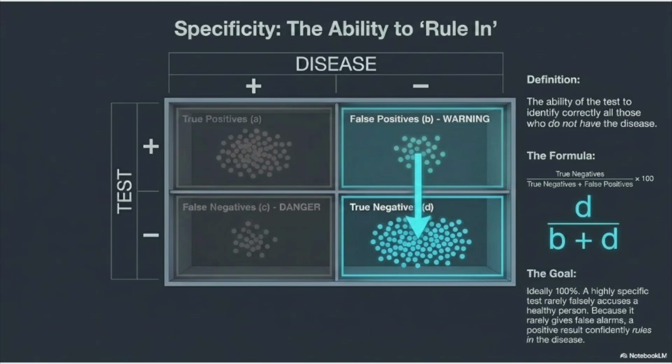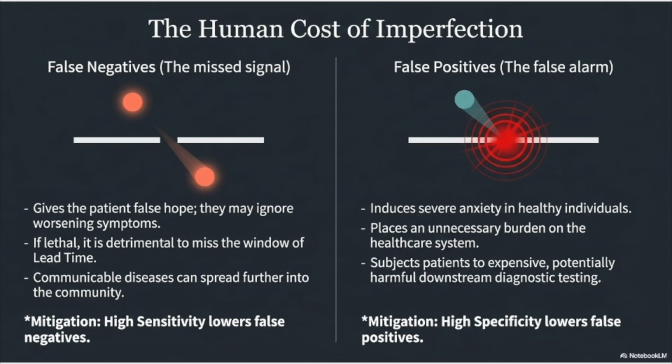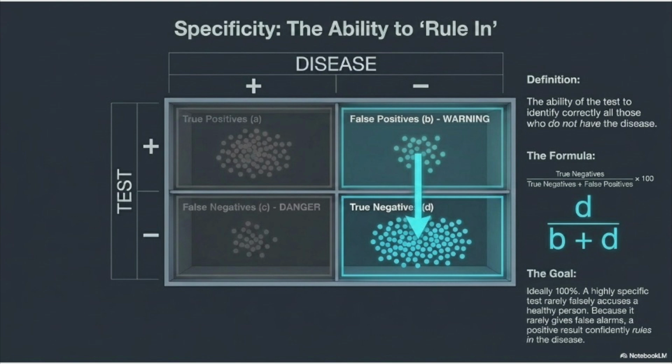Specificity measures the ability of a test to correctly exclude healthy individuals. A highly specific test produces very few false positive results. The memory trick here is: a specific test, when positive, rules in disease. For example, a highly specific confirmatory test for HIV makes a positive result highly convincing because false positives are very uncommon.